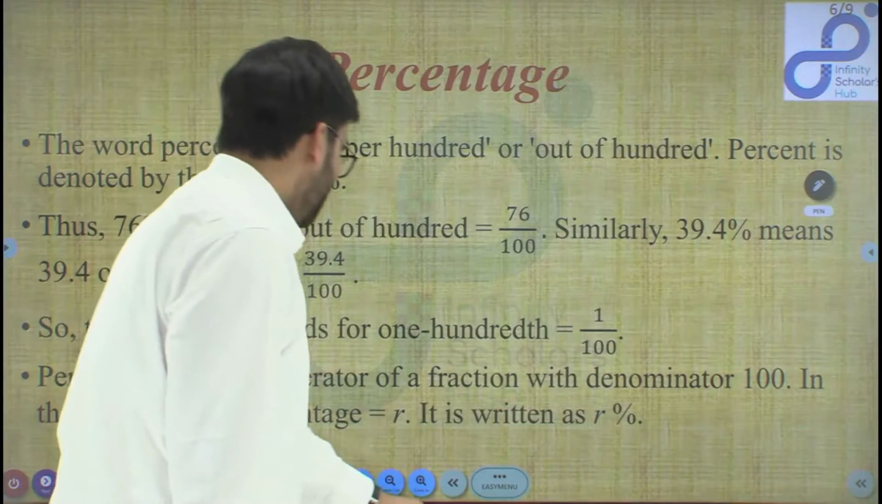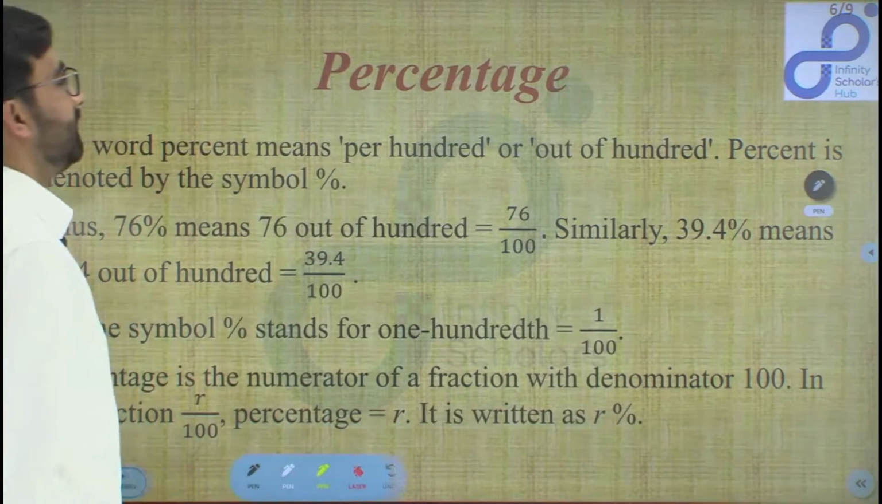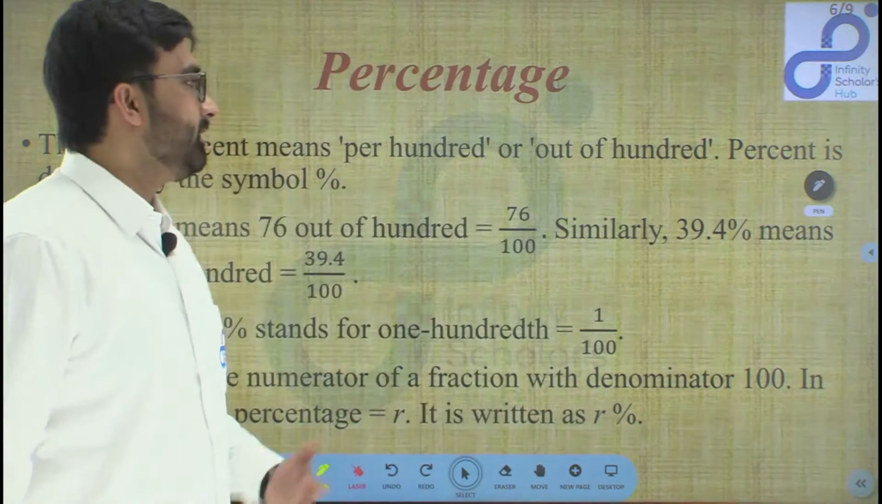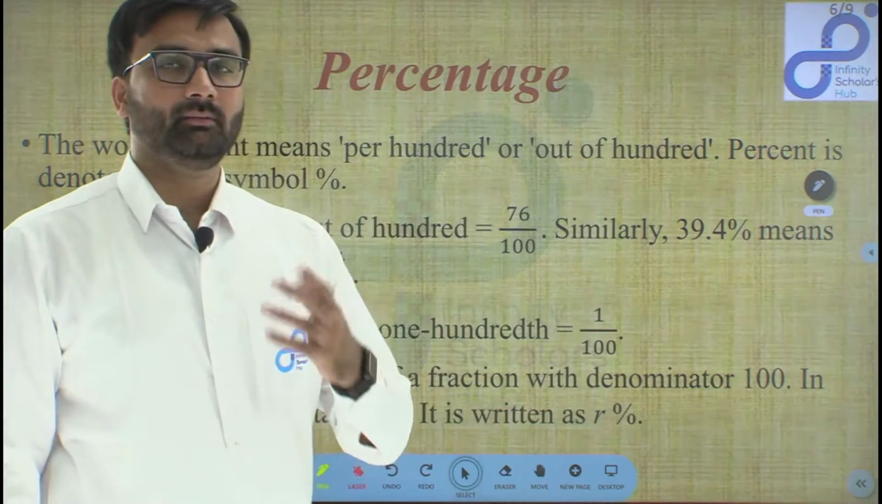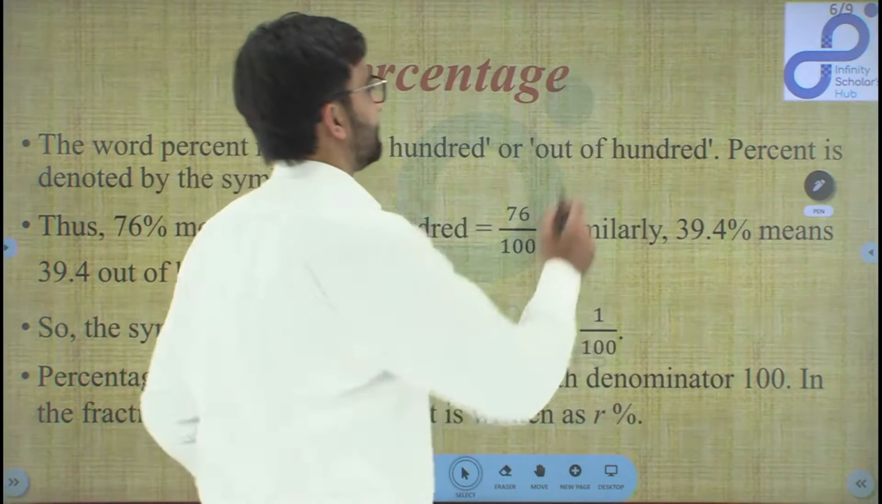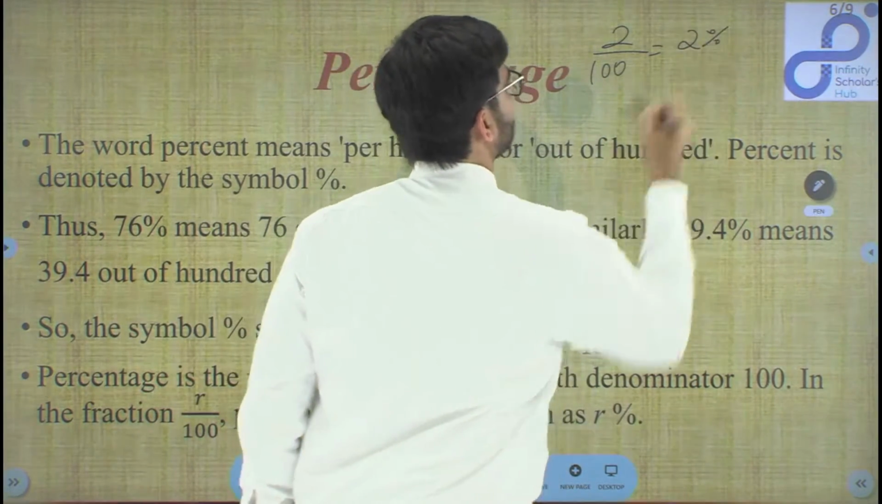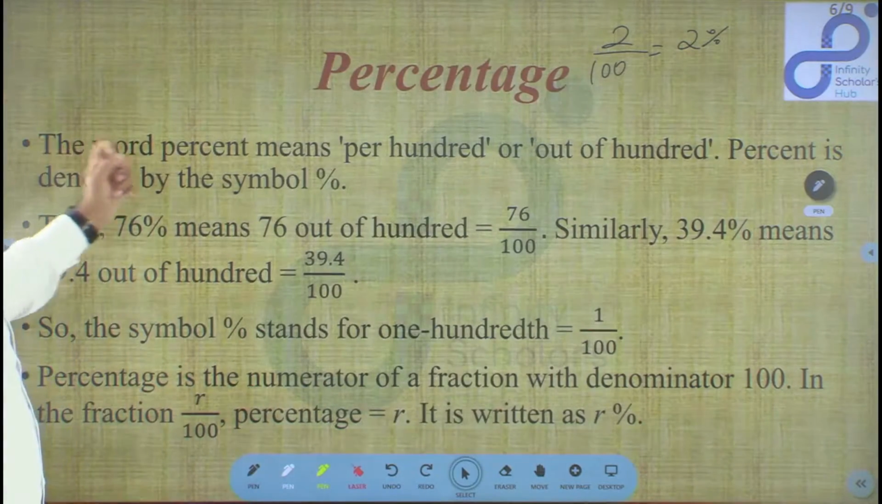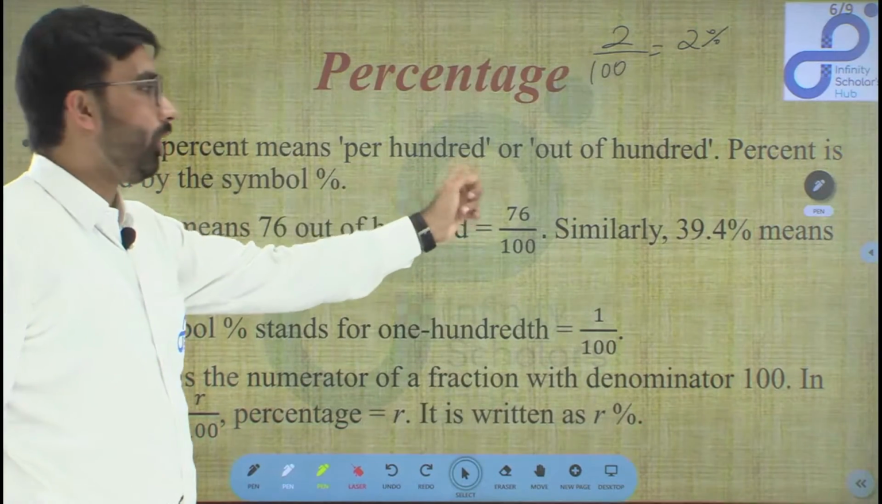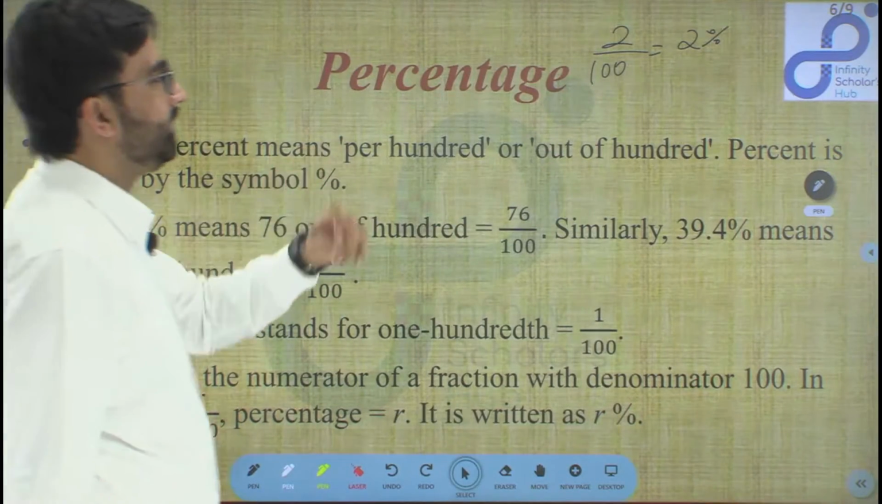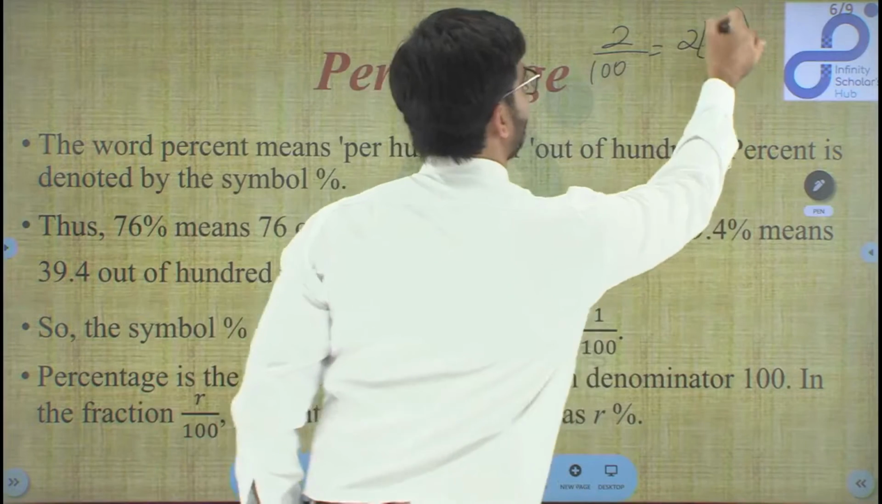Okay. Now we have percentage. I will give you a brief idea about percentage. Anything written upon 100 can be written as a percentage. For example, if I write 2 upon 100, this is 2%, right? So the word percent means per 100 or out of 100. Percent is denoted by the symbol %, like we have used over here. This is the symbol of percentage.